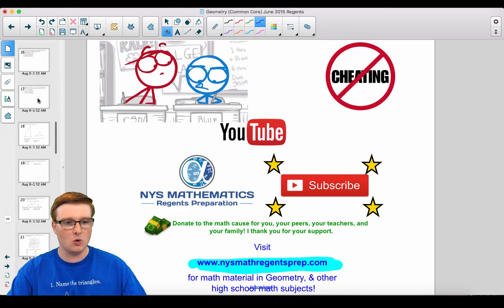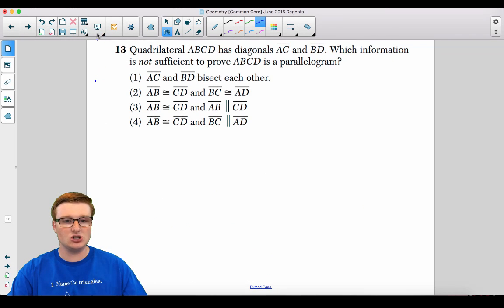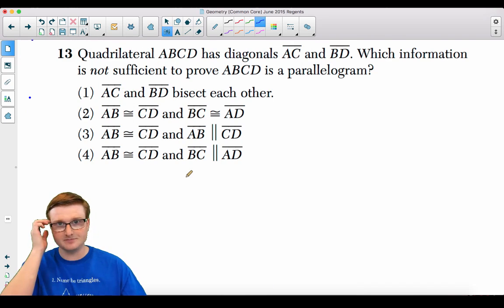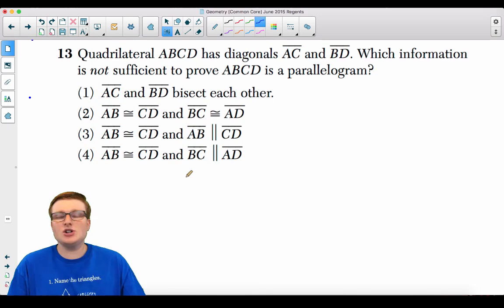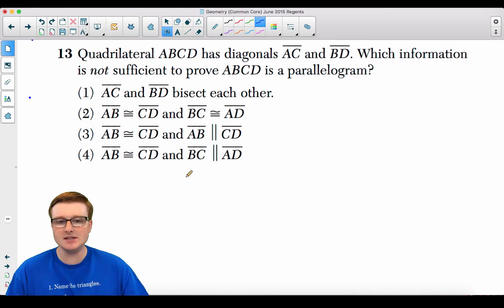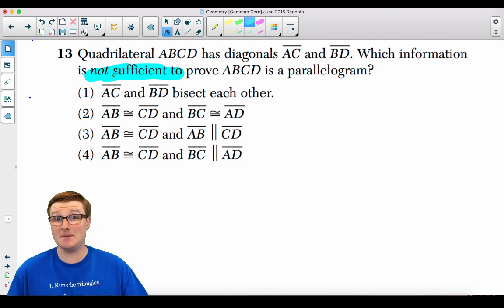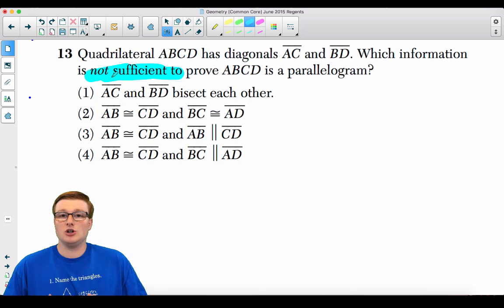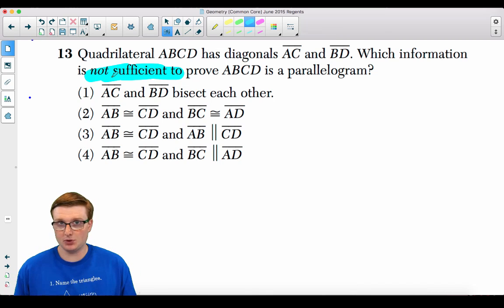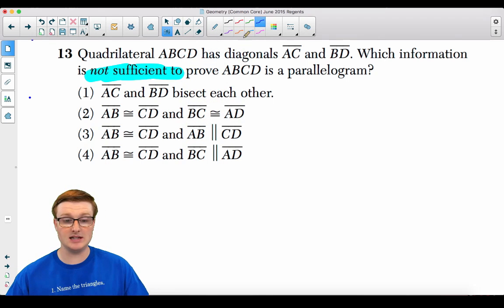We are going to do question number 13, starting off with this. Here we go. So question 13 says, quadrilateral ABCD has diagonals AC and BD. Which information is not sufficient to prove that ABCD is a parallelogram? Well, you need to know how to prove things to be a parallelogram. And this is what you need to keep in mind.